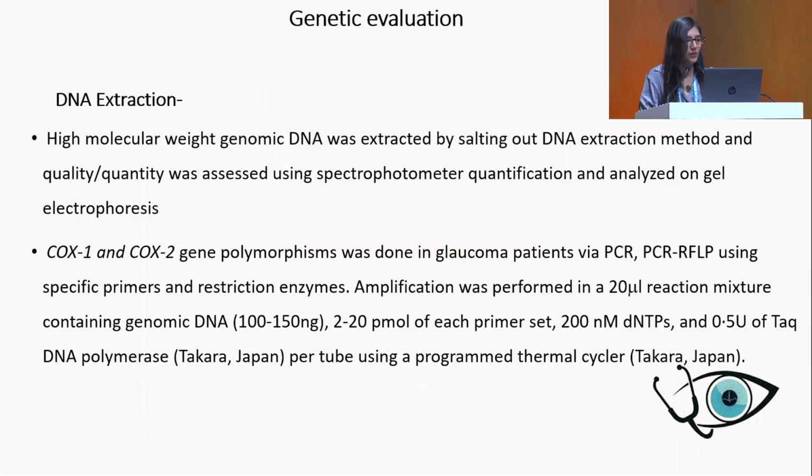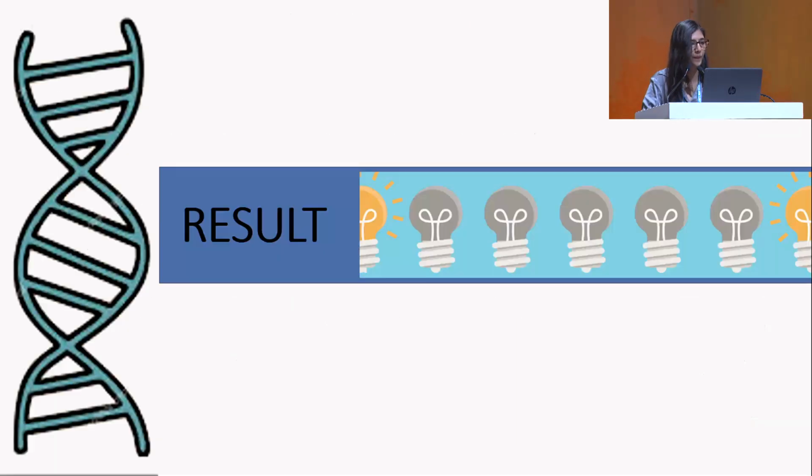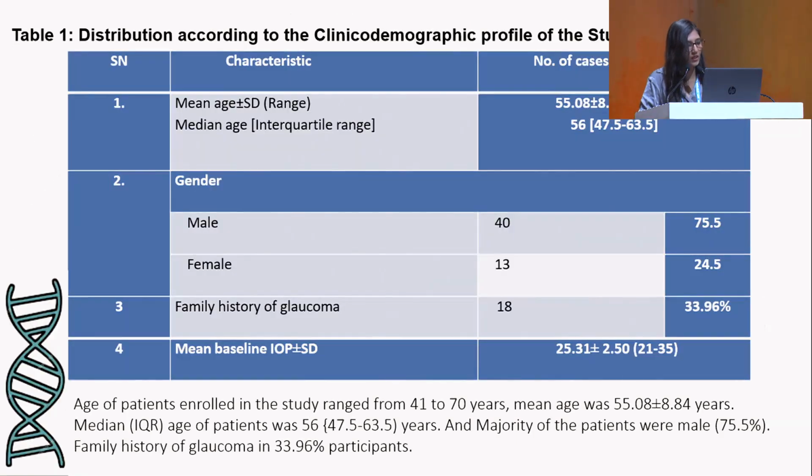For genetic evaluation, DNA extraction was done by the salting out method and assessed by spectrophotometer quantification and analyzed on gel electrophoresis. COX-1 and COX-2 gene polymorphism was done in glaucoma patients via PCR, PCR-RFLP using specific primers and restriction enzymes. Coming to the results, this is the distribution according to the clinico-demographical profile of the study participants.